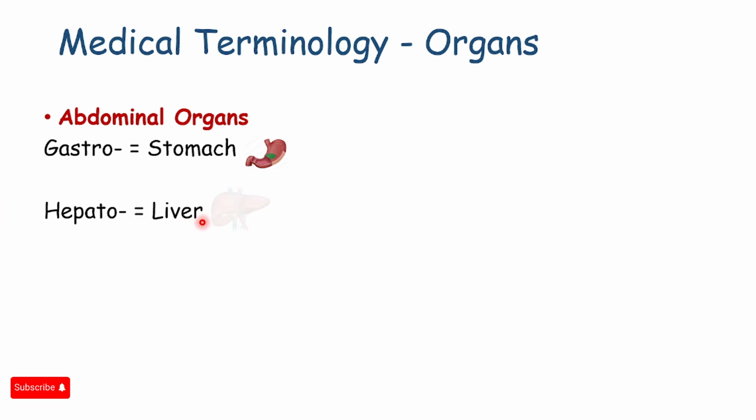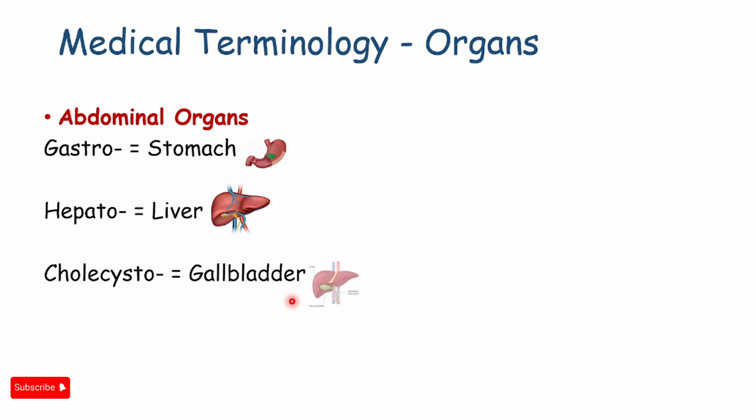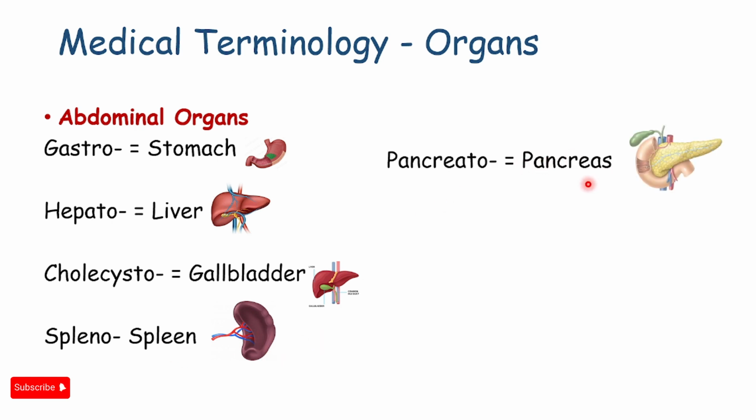Hepato means liver like hepatic artery, hepatology and hepatocellular carcinoma. All these terms related to the liver. Cholecysto related to the gallbladder like cholecystitis, cholecystectomy, choledocholithotomy. So these all are related to the gallbladder. Spleno means spleen like splenic artery, splenic vein and splenic abscess and splenic rupture. Pancreato means pancreas like pancreatic juice and pancreatic enzyme and pancreatic carcinoma. So these terms are related to the pancreas.